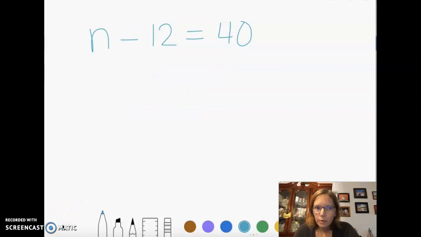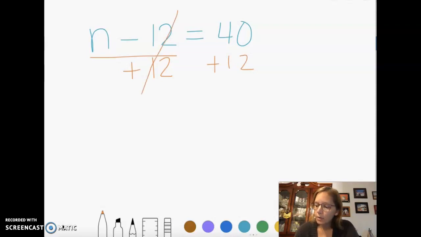Our next example is n minus 12 equals 40. I'm always going to look at what's happening on the side with the variable, because that's the side I need to get the variable alone. On this one, I noticed that 12 is being subtracted from the variable. So I'm going to do the opposite. I'm going to add 12 to this side, and whatever I do to one side, I have to do to the other.